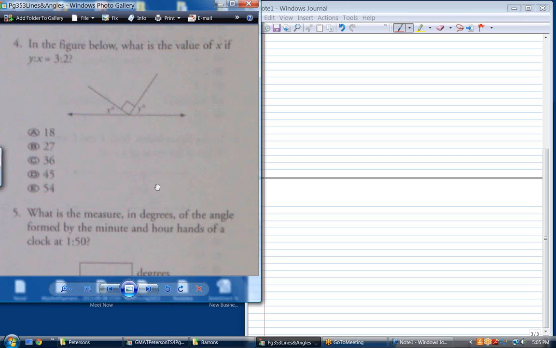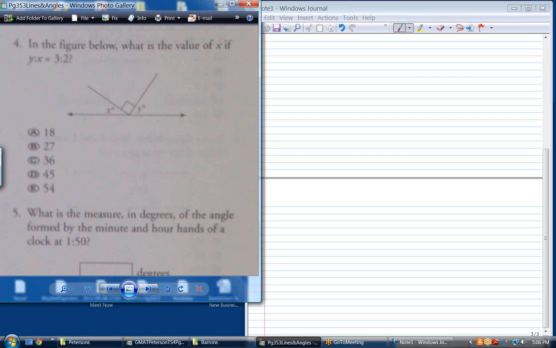So let's pick up. This is lines and angles. We have a few more of these questions to do, and then we'll go straight to circles because we've done triangles completely. Hopefully you can read that. You need the value of x, and the ratio of y to x is 3 to 2. Right.